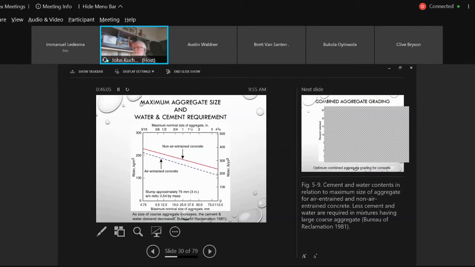So if we look at the aggregate versus the cement and water, you can look at this graph, and we have what's called air entrained concrete and non-air entrained concrete. Does anybody know what the difference is? What's air entrained concrete versus non-air entrained concrete? Anybody? You can blurt it out instead of having to type it. Come on, you guys. All of you guys that tested concrete should know all this.